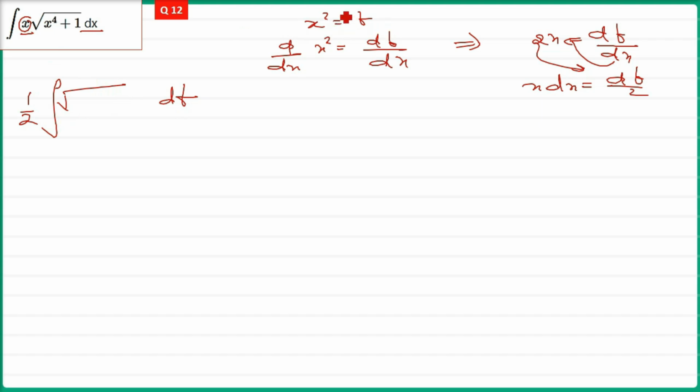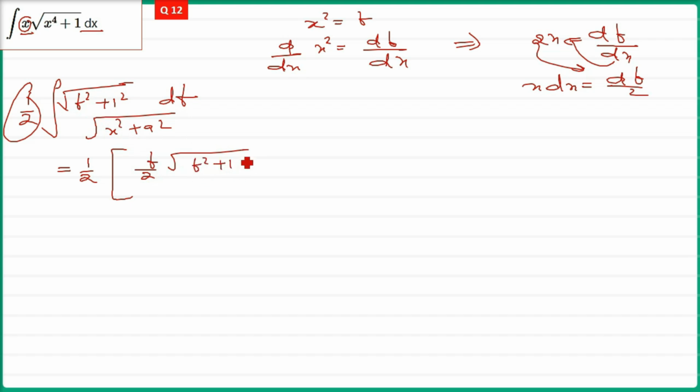x raised to the power 4 means what? x square is t, so x raised 4 is t square. So t square plus 1 square. Now just apply the under root x square plus a square formula. So I'm directly applying the formula. x you have to take as t and a as 1. So it will be t by 2, half is already there outside, under root t square plus 1 plus a square by 2. What is a? It's just 1. 1 square will be 1 only, 1 by 2 I am writing. And ln, that is log base e, t plus under root t square plus 1 plus constant of integration.